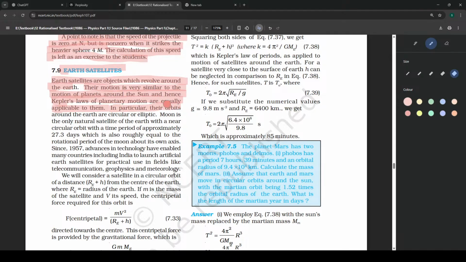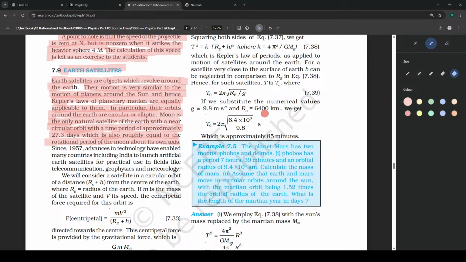In particular, their orbits around the Earth are circular or elliptic. The Moon is the only natural satellite of Earth with a near circular orbit, with a time period of approximately 27.3 days, or 30 days, which is also roughly equal to the rotational period of the Moon about its own axis.